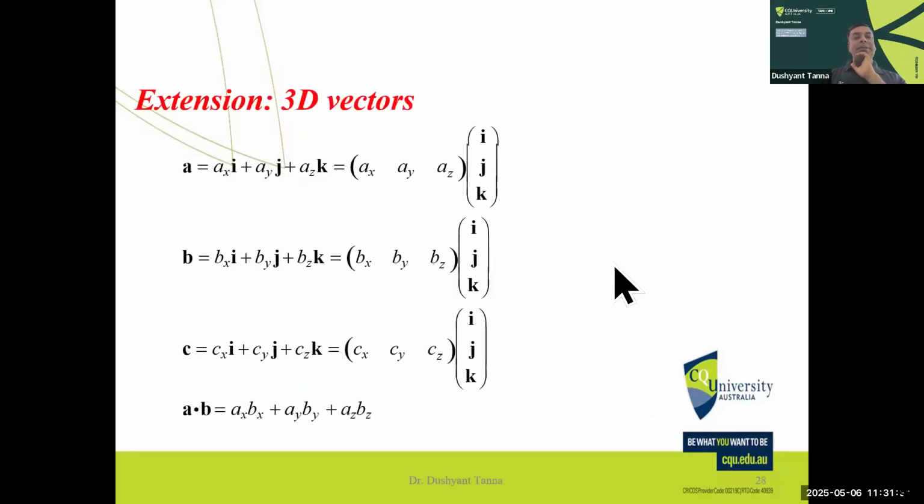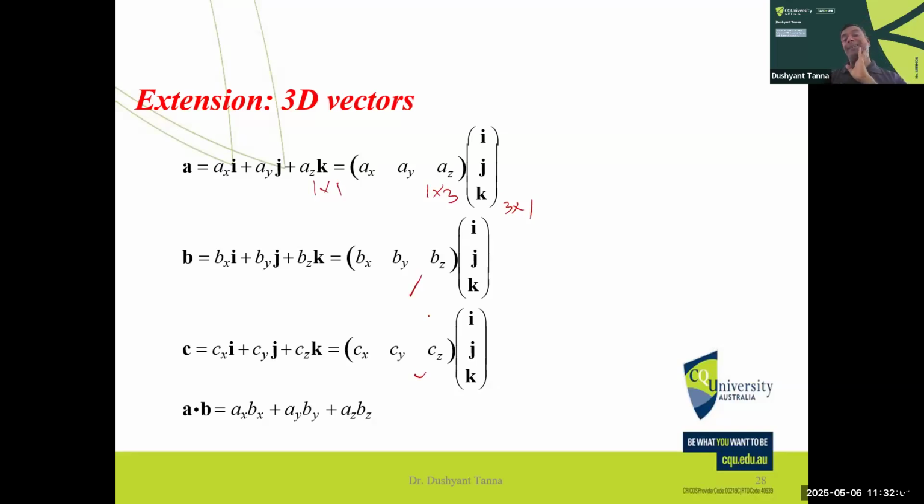Okay, so let's talk about vectors in 3 dimensions. So far, what we have dealt with is only 2 dimensions. Now we talk about vectors in 3 dimensions. So A will have AX, AY, AZ, right? This is 1 row, 3 elements. This is 3 rows, 1 element. When you multiply these matrices, you'll have 1 cross 1 or like this. Same with B and C.